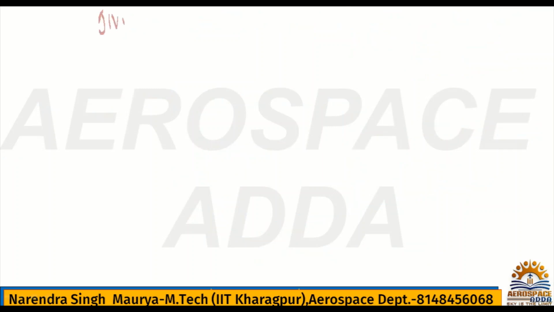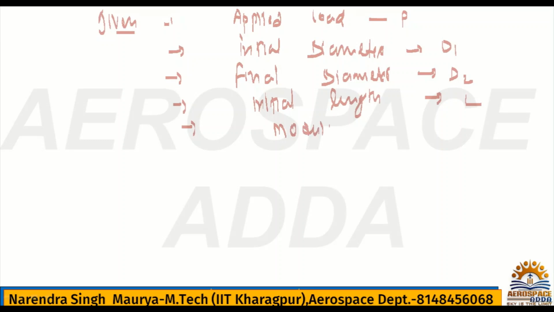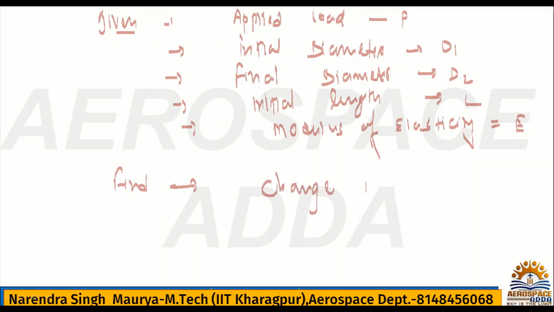For this bar, what they have given: applied load P, initial diameter D1, final diameter D2, initial length of the bar L, and modulus of elasticity of the bar E. What we need to find is the change in length, delta L, for the tapered bar. That is our job.